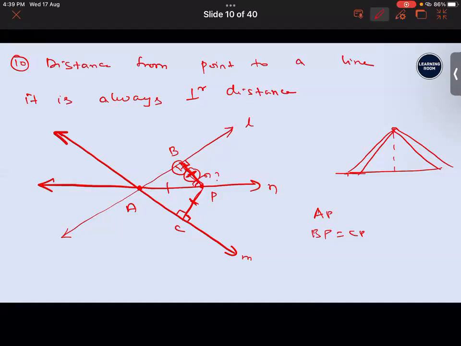Because we are asked to prove that this is an angular bisector. Are you guys able to understand? So using RHS criteria, you can say that these two triangles are congruent. Shall we proceed? Okay. PB is equal to PB because they're equal distance. AP is equal and the right angle is already given. So we'll proceed.